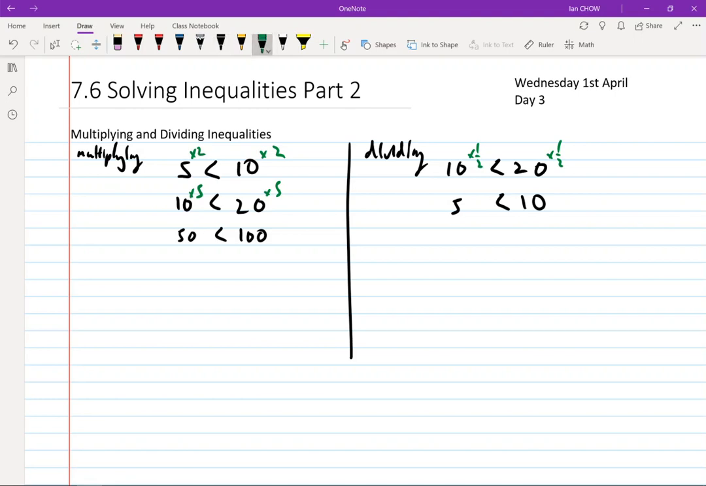I can even divide by 5. Let's see what happens if I divide by 5. That's going to be multiplied by 1 over 5 times 1 over 5. And so you can see the left side, 5 divided by 5 is 1. 10 divided by 5 is 2. 1 is less than 2. Is that true? That is certainly still true. So in terms of multiplying and dividing, we just multiply to both sides. Our inequality still stays the same.